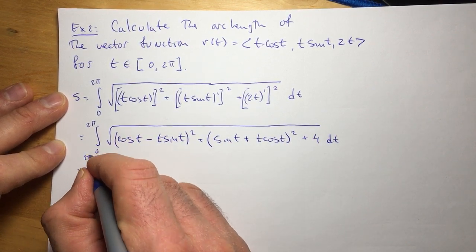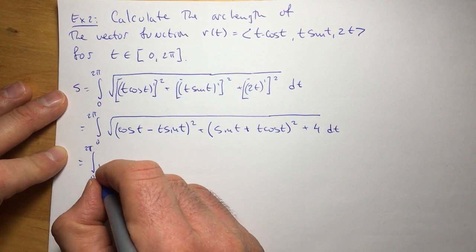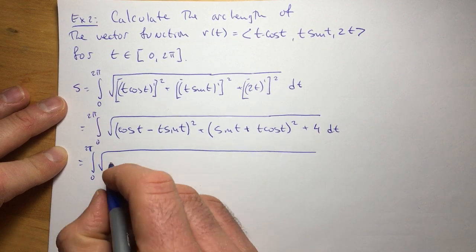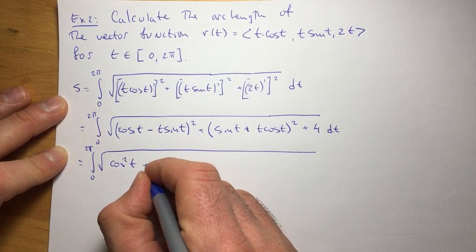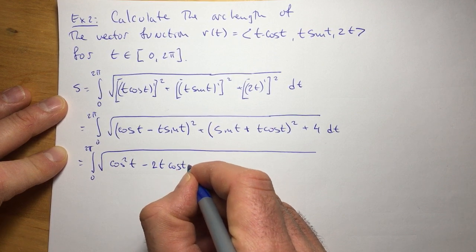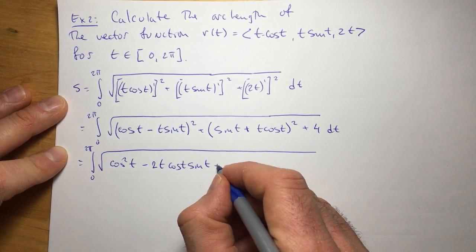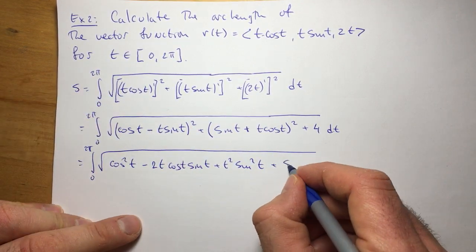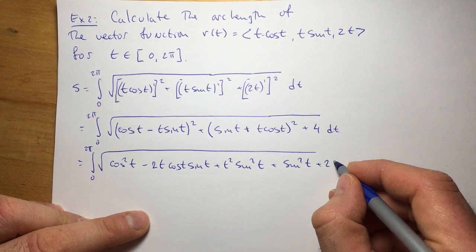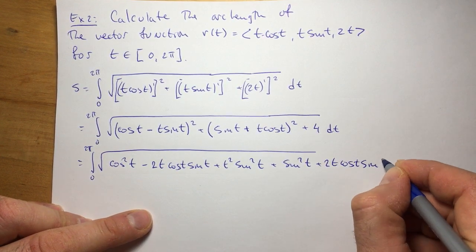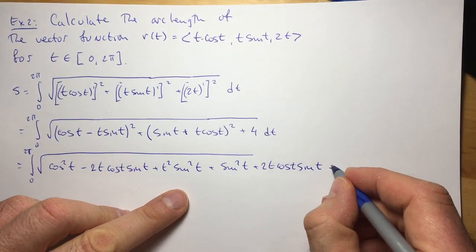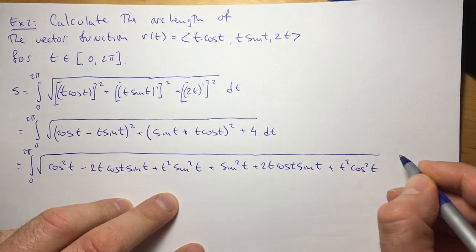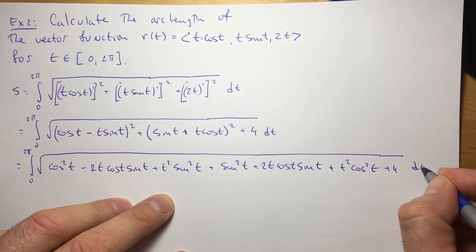is equal to the definite integral from 0 to 2 pi. And now you expand these two terms. That's cosine squared of t minus 2t cosine t sine t plus t squared sine squared of t plus, now the second term, sine squared of t plus 2 times t cosine t sine t plus t squared cosine squared of t, okay, plus 4 dt.